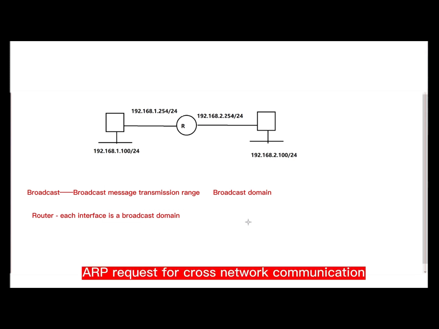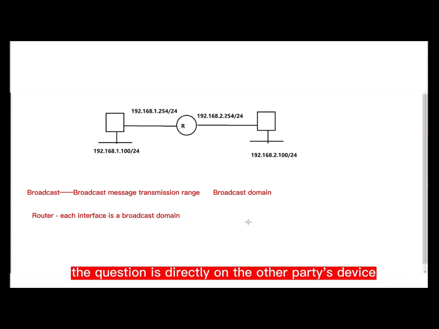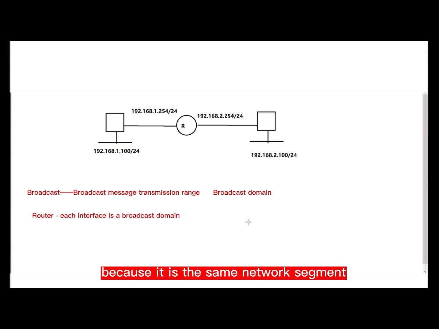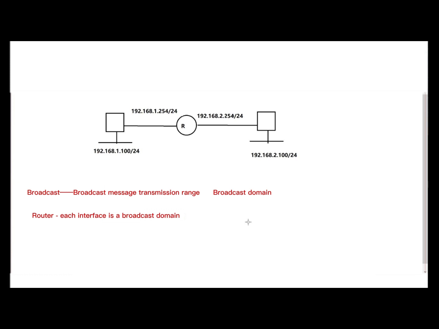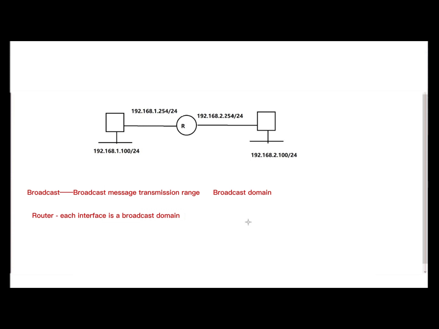ARP request for cross-network communication goes to the gateway. ARP request for communication on the same network segment asks directly for the other party's device. Because it is the same network segment, it can be reached directly by ARP broadcast. The other party can reply, because it involves a data encapsulation problem. So ARP is very critical.